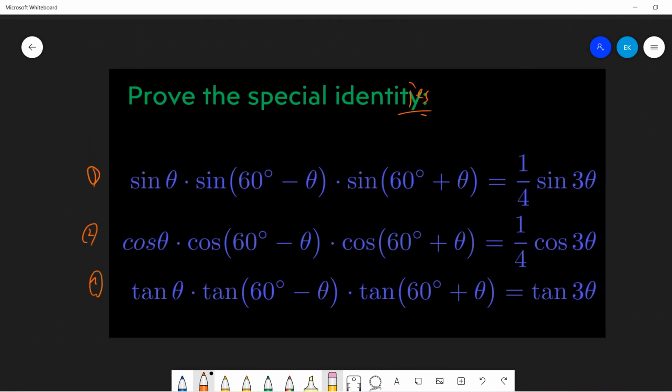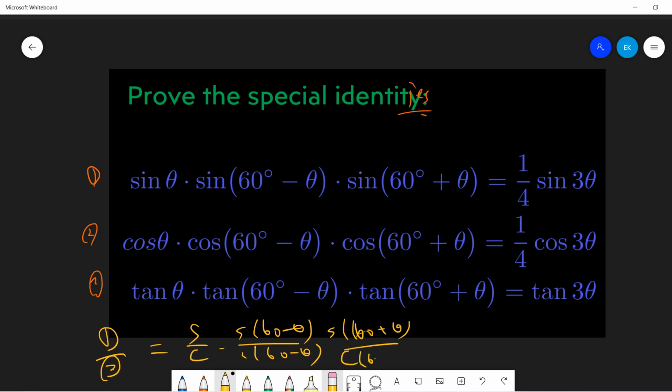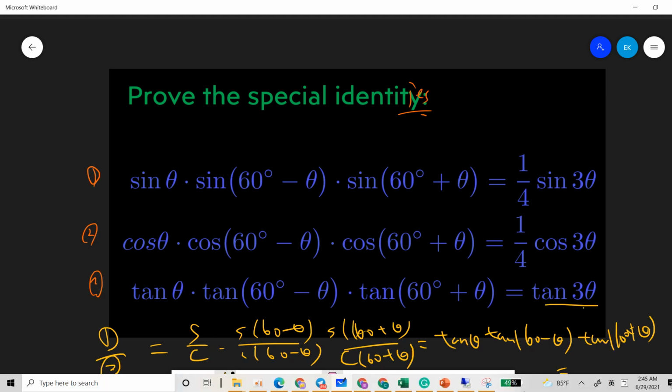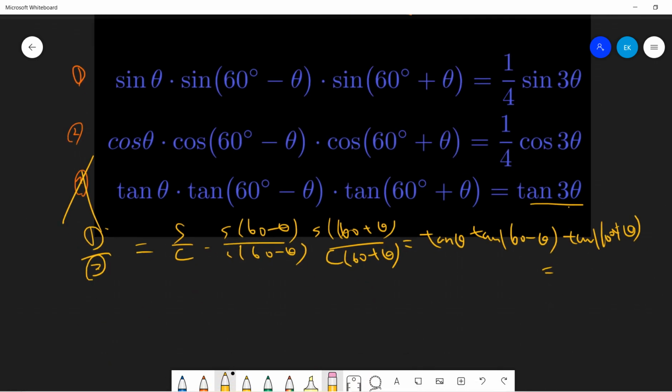Let's see the first results. One can see that if you use 1 divided by 2, you get sine divided by cosine: sine theta, sine 60 minus theta, sine 60 plus theta over the corresponding cosines. So you will get tangent theta, tangent 60 minus theta, tangent 60 plus theta. This gives the third one, because sine 3 theta divided by cosine 3 theta is tangent 3 theta. So actually the third identity is a trivial one.